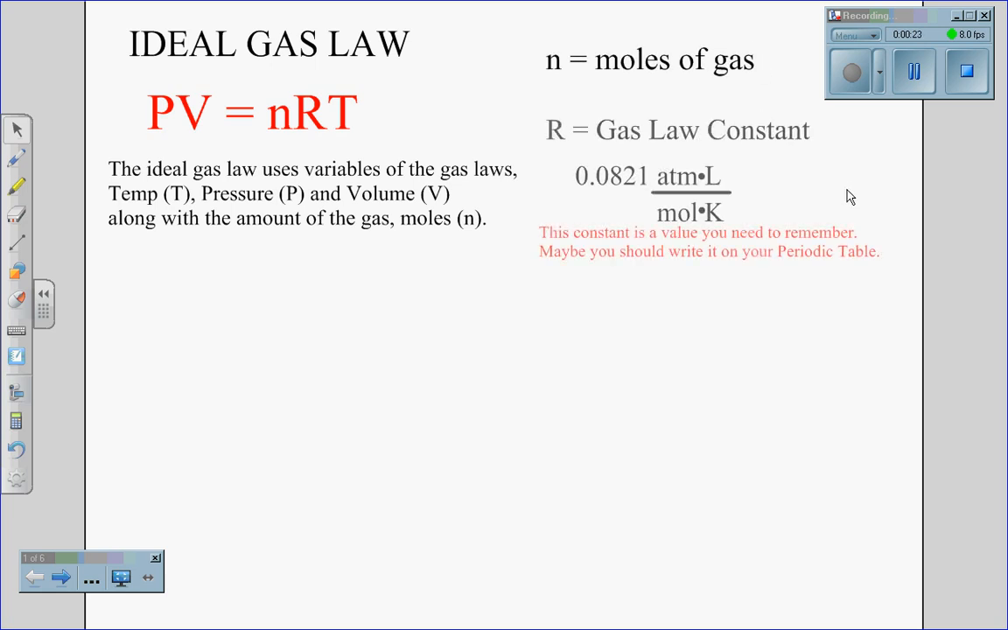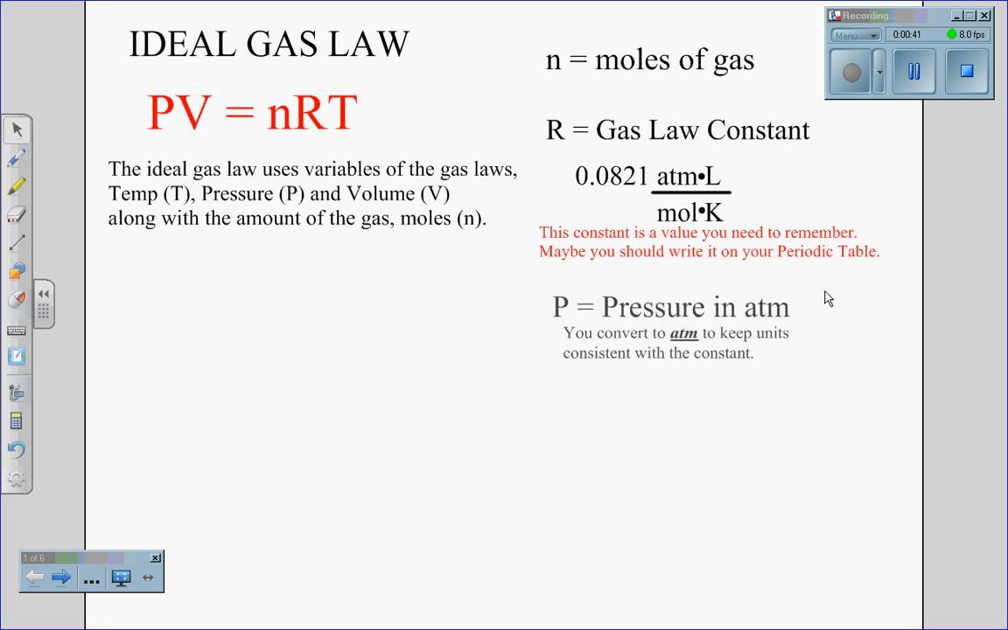We will use R, which is the gas law constant, 0.0821 atmospheres times liters divided by moles times Kelvin. This constant is a value you need to remember, and maybe you should write it on your periodic table.